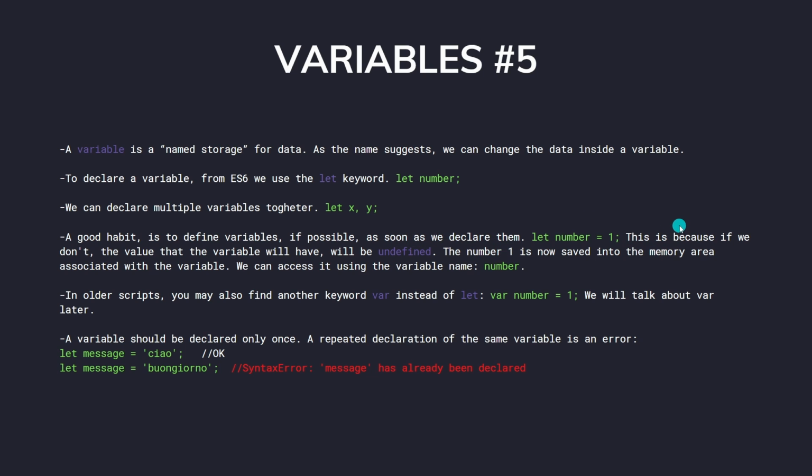A good habit is to define variables, if possible, as soon as we declare them. This is because if we don't, the value that the variable will have will be undefined. So in this scenario, number has the value of undefined. Same for x and y. However, here number does not have undefined because we have defined the variable straight when we declared it.